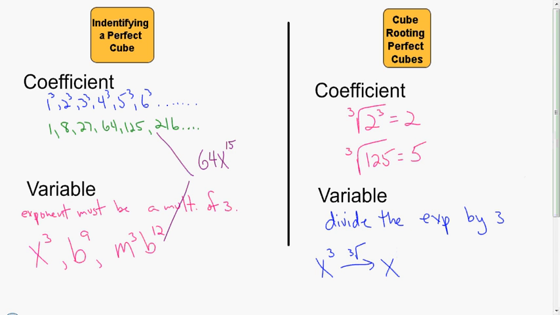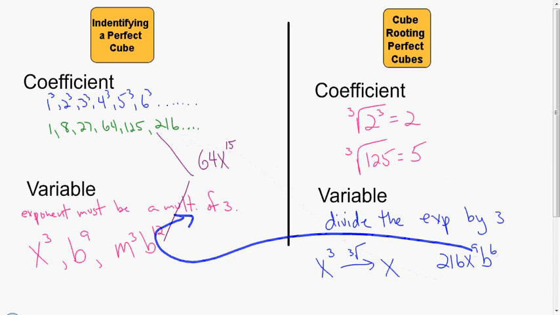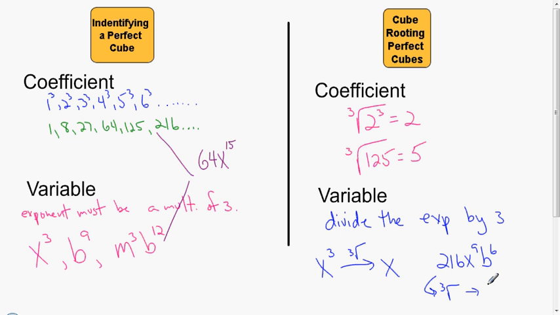Similarly, if you had something more complex, such as 216 x to the 9th, b to the 6th, we would notice that it is a perfect cube very quickly, because 216 is in the magic list, and 9 and 6 are multiples of 3. Let me write my little cube root process here: the cube root of 216 is 6, the cube root of x to the 9th is x to the 3rd, and the cube root of b to the 6th is b squared.